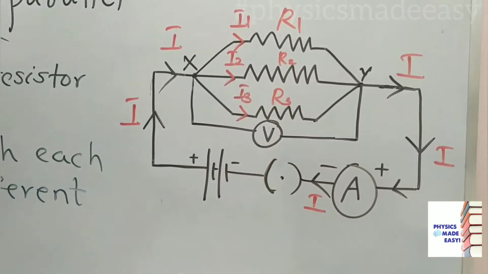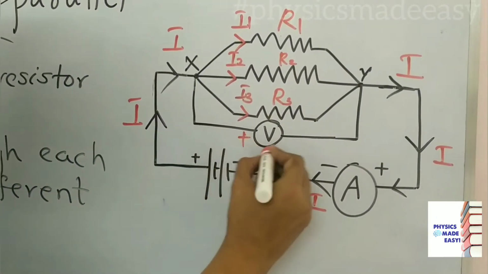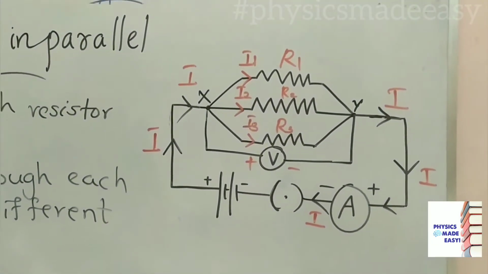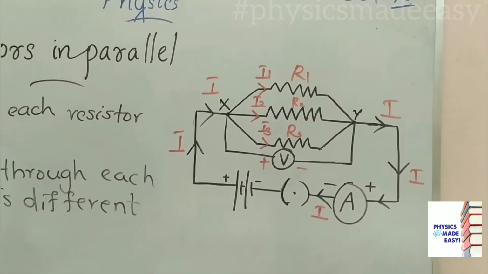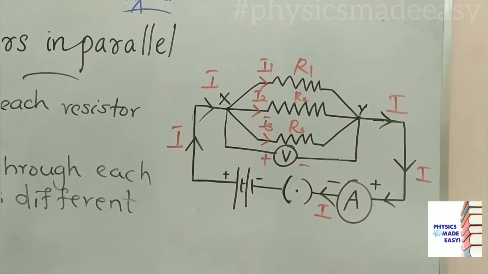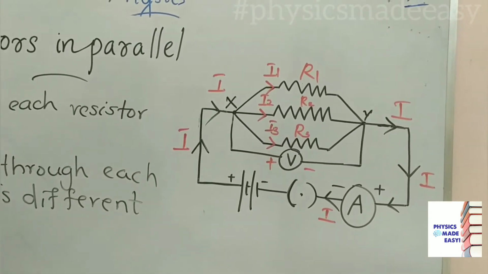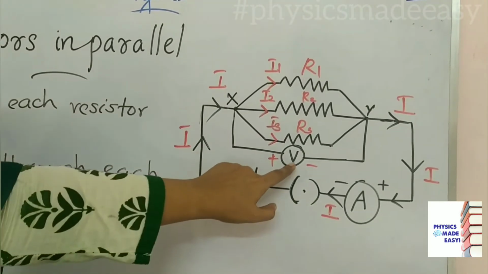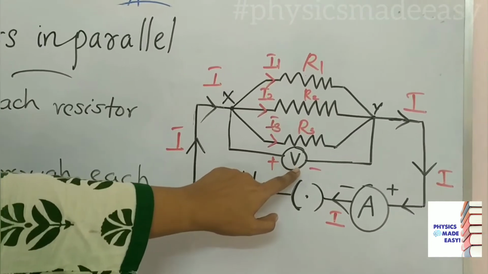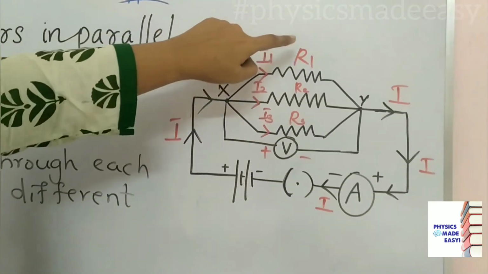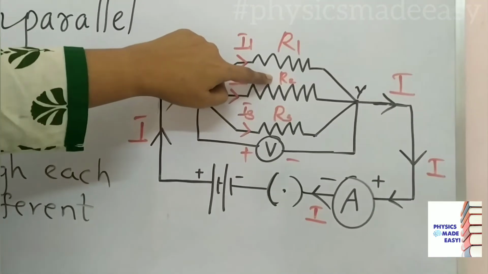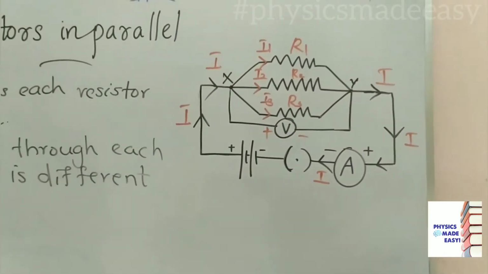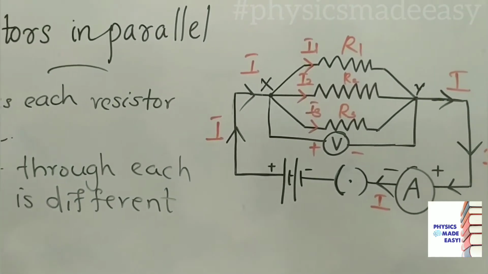You can see a voltmeter across these 2 points X and Y that gives us the value of potential difference. Here all these resistors are connected in parallel. Here this is very important. The potential difference across each resistor is same. Now we can see voltmeter here. Potential difference across R1 is equal to potential difference across R2 is equal to potential difference across R3. Why means these three are connected in parallel.